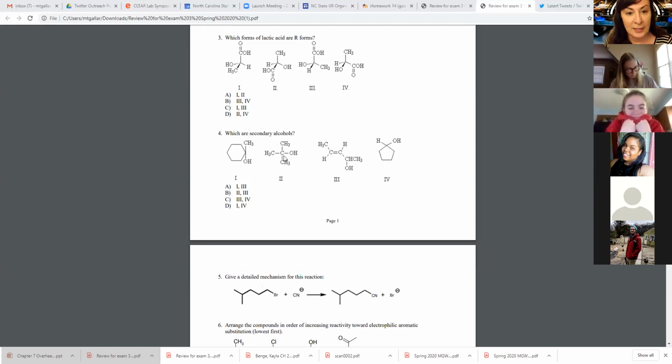Okay, here's your OH attached to this carbon. How many carbon neighbors does that carbon have? 3. 3, so that's a tertiary alcohol, okay? Now here's an interesting one. Everybody gets confused because there's a double bond. The OH is attached to this carbon. How many carbon neighbors does that carbon have? 2. 2. And if it has 2, that is a secondary alcohol, okay? And then the last one over here is attached to this carbon. How many carbon neighbors does that carbon have? 2. 2. So that makes it a secondary alcohol. So 3 and 4 are both secondary, okay?